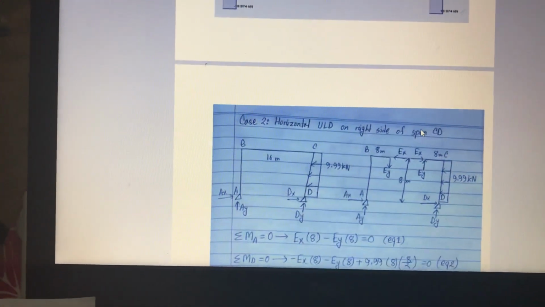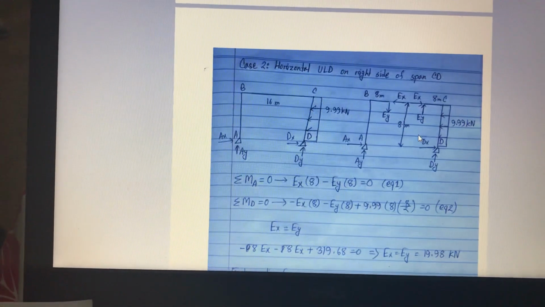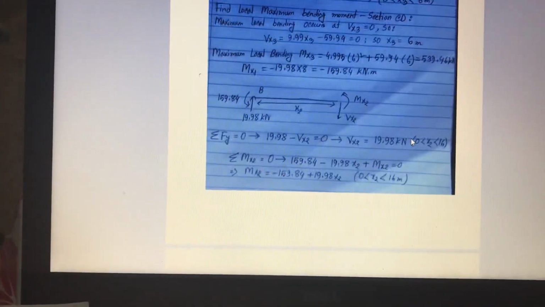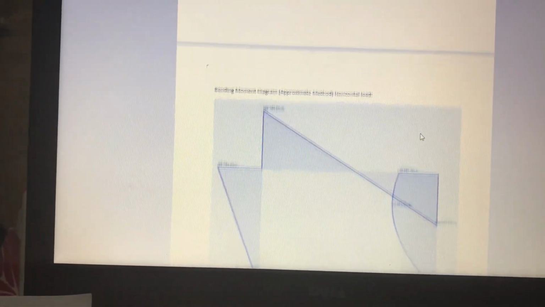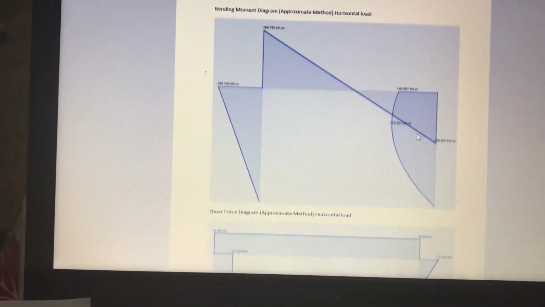In case 2, I applied the horizontal UDL on the right side of the span CD, and I got the reaction forces, and after I got all the values, I plot them and got the bending moment diagram for horizontal load and shear force diagram for horizontal load.